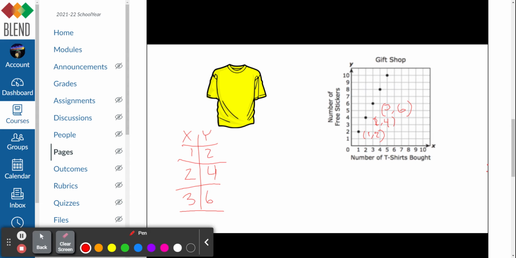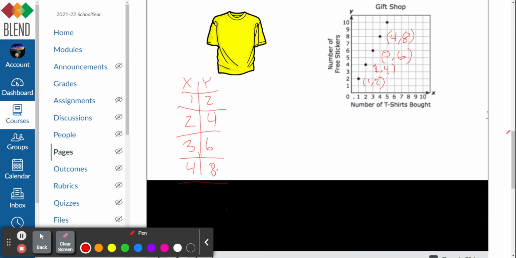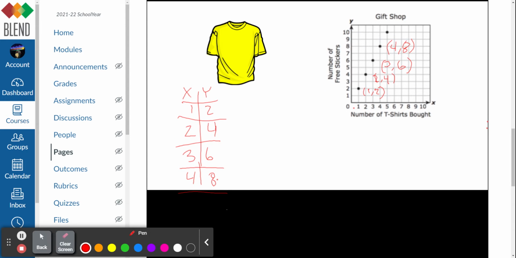All right, and then the next one, we ran 4 on our x and jumped 8 on our y. So that is 4, 8. And then we have one more point, even though I'm running out of room. Remember, I'm still writing with my finger. It looks terrible.